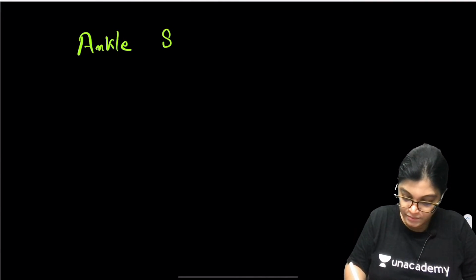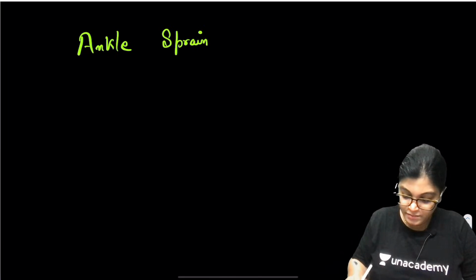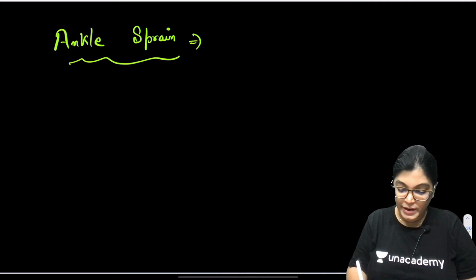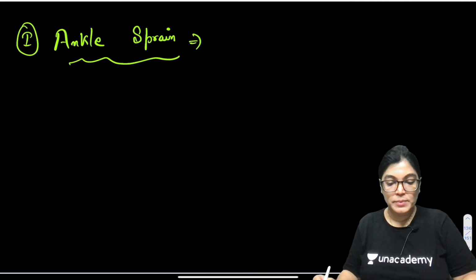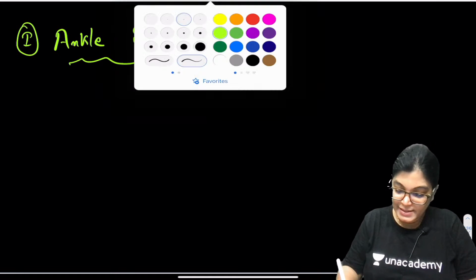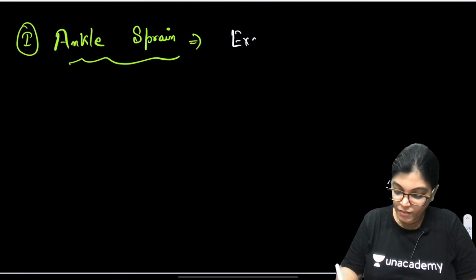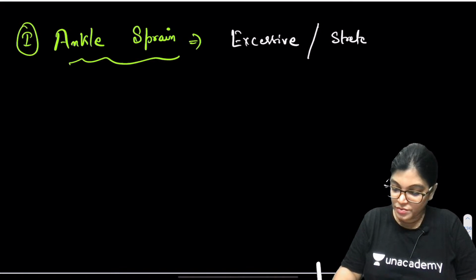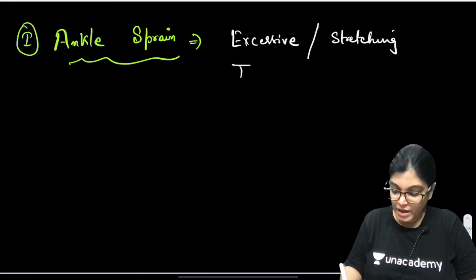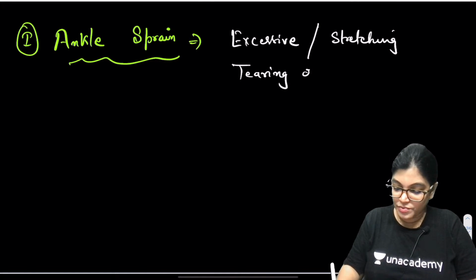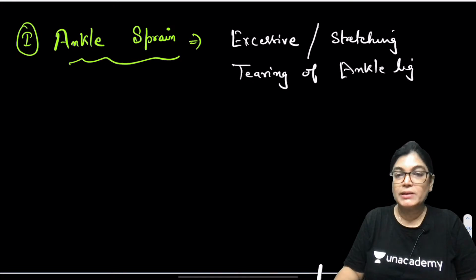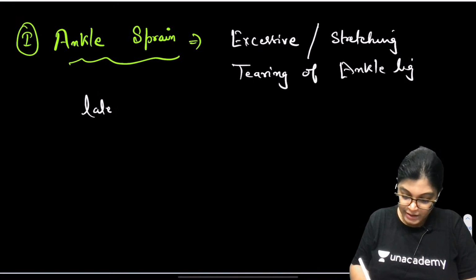Ankle sprain. Ankle sprain is quite common in case of the ankle joint. It is due to excessive stretching and tearing of ankle ligaments. Which ligament is involved here? The lateral ankle ligament is involved.